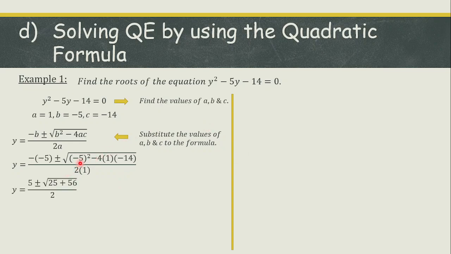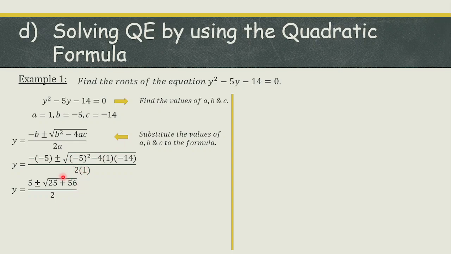So let's start muna pag-solve yung nasa labas. So negative times negative 5, the answer is positive 5. Plus minus square root of 25. Bakit ba 25? Kasi negative 5 squared or negative 5 times negative 5, the answer is positive 25. The negative 4 times 1, the answer is negative 4. Negative 4 times negative 14, the answer is positive 56.